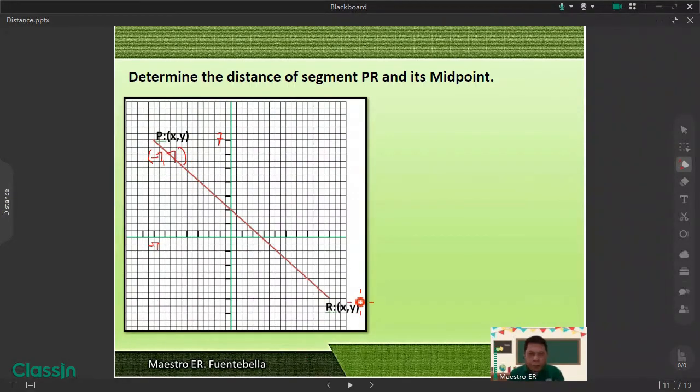Okay. While point R is 1, 2, 3, 4, 5, 6, 7, 8, 9. So this is 9. And 1, 2, 3, 4. It did not coincide with the grid line. So this is negative 4. Okay, so the coordinate of point R therefore is at 9 and negative 4. So let's find first the distance.